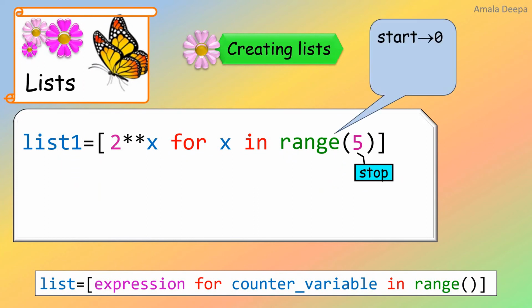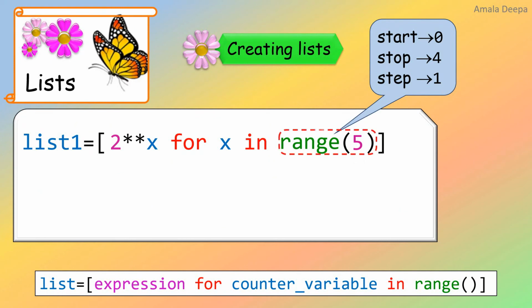The start value will be the default value 0, since start value is not given. Stop value should be taken as 4. In the parameter it is 5, so the actual value is 4. And then the step value is 1. So this range function will generate values starting from 0 up to 4, stepping by 1, which are nothing but 0, 1, 2, 3, 4.